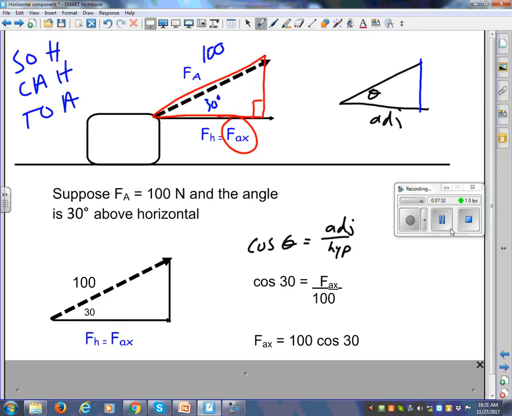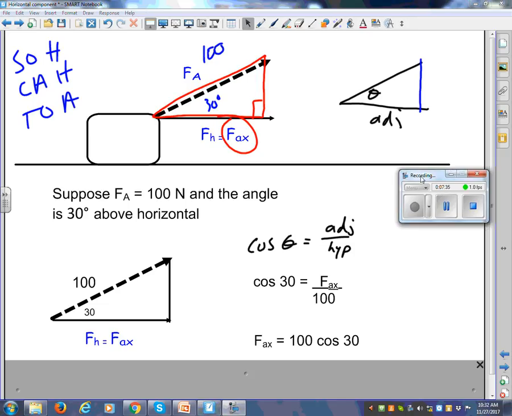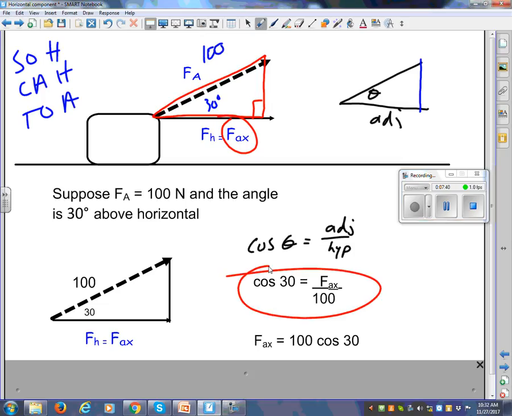Pause there for a second. It seems that one of the problems that I have with students is that solving that is a problem. How do I get rid of, I got to isolate FAX, how do I get rid of divide by 100? Multiply both sides by 100. And we've been through this. You've got to be able to do that. So it's going to be FAX is equal to 100 cos 30.